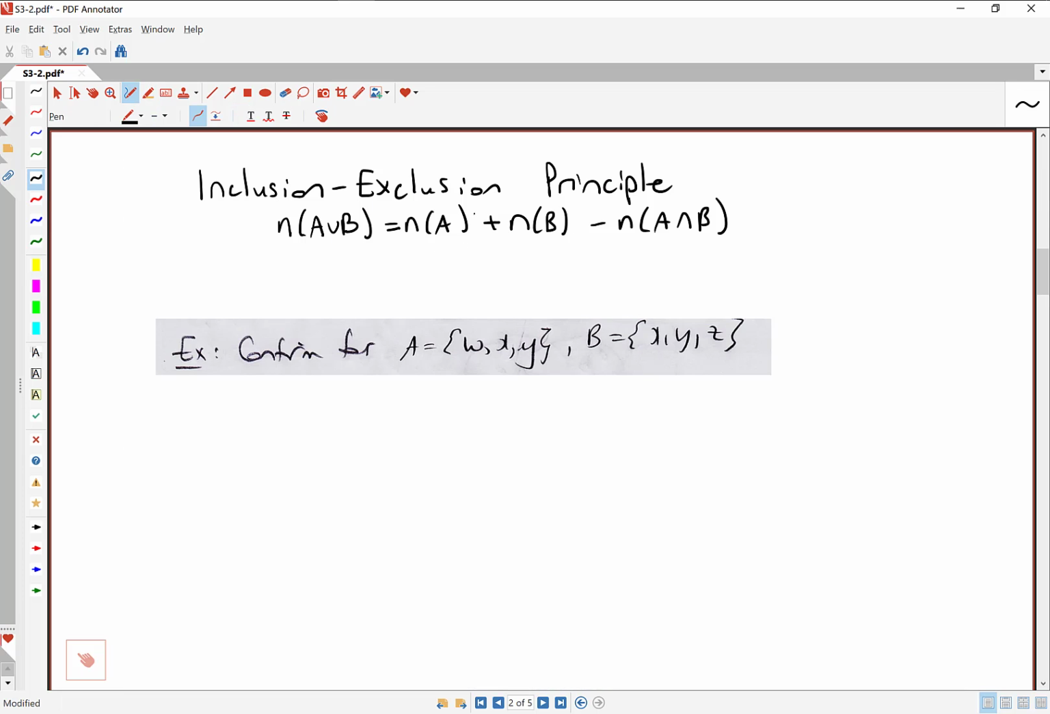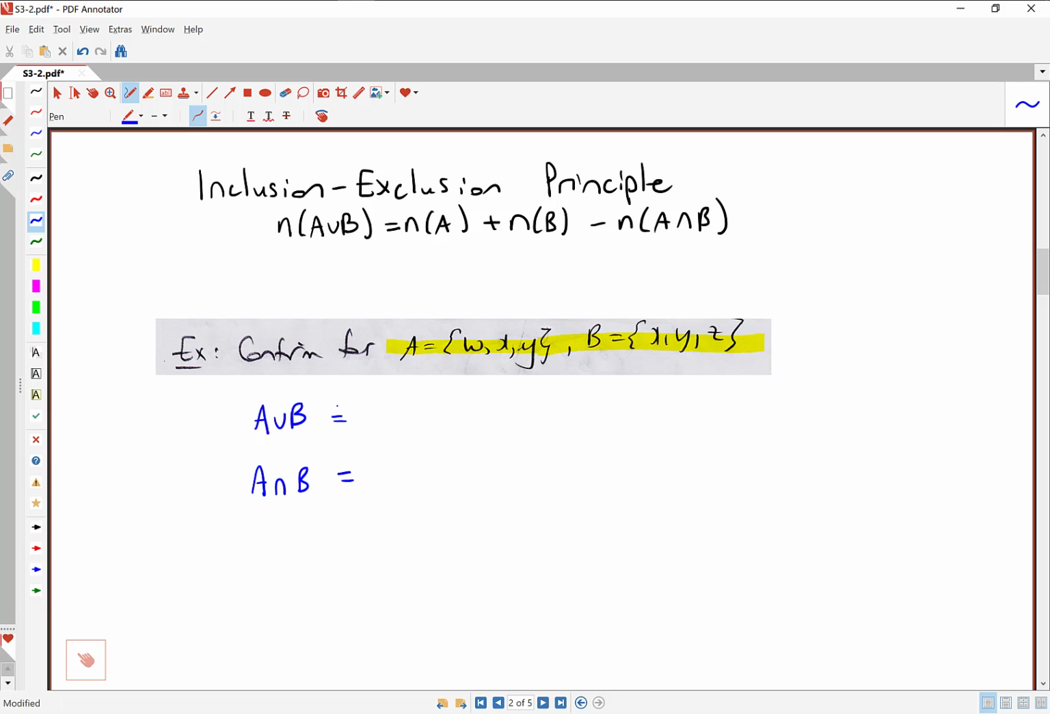I've rewritten the inclusion-exclusion principle at the top of the screen, and what we're going to do is just confirm that it works for the given sets. Let's say A is {W, X, Y} and let's say B is {X, Y, Z}. In order to confirm the inclusion-exclusion principle, we'll want to know what A union B looks like and what A intersect B looks like. So let's calculate those first and then we'll confirm our rule.